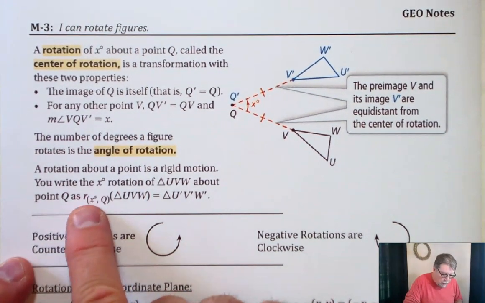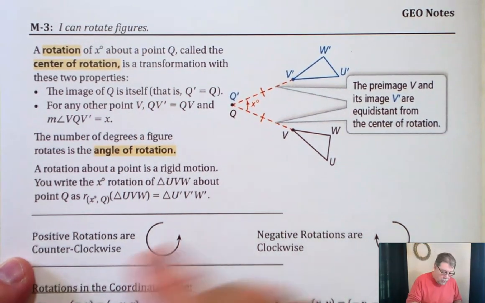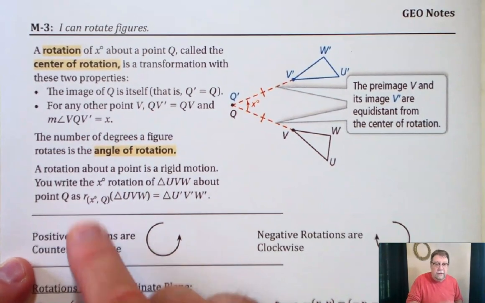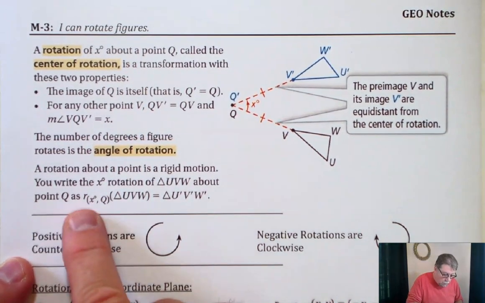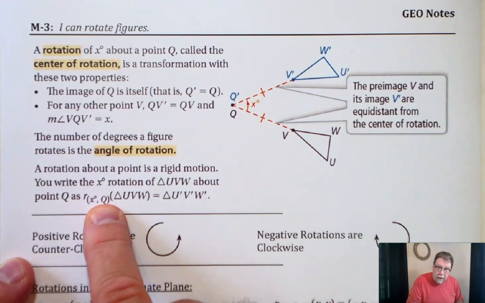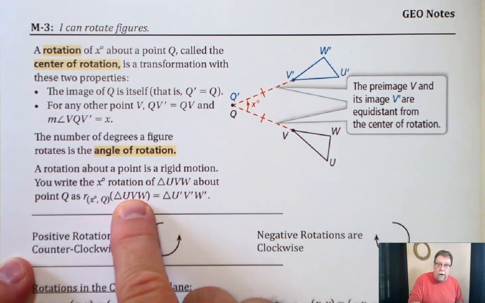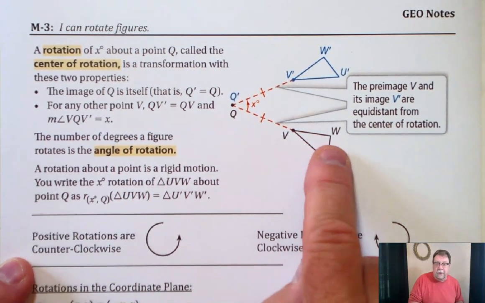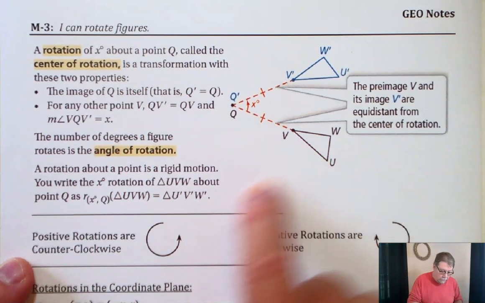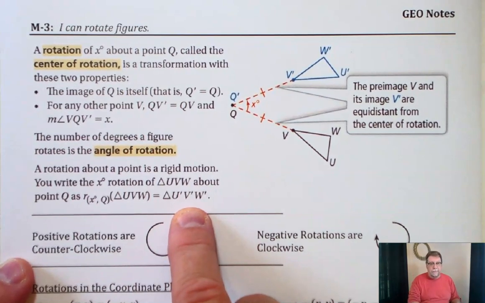We write it this way. Now, since we already used a capital R to stand for reflection, we use a lowercase r to stand for a rotation. So a rotation, and then in the parentheses, we are rotating what number of degrees and about what center of rotation, in this case, X degrees around Q. And then again, what are we rotating? In this case, it's a triangle, U, V, W, and then it becomes triangle U prime, V prime, W prime.